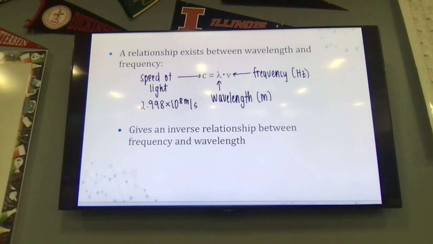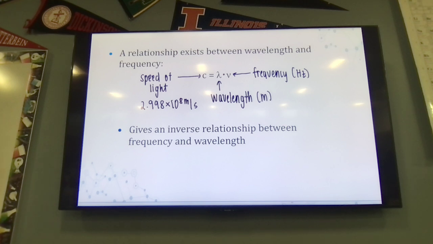So all of the different types of light all travel at the same speed. So whether it's a radio wave or a microwave or colors or UV light, all of the waves travel at the same speed. It's just a matter of how many waves are coming and how far apart are the waves. That's what changes between them.